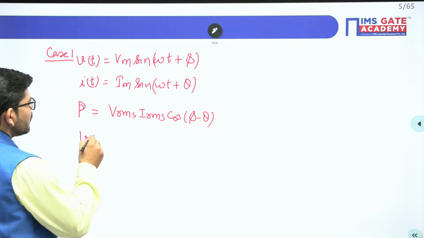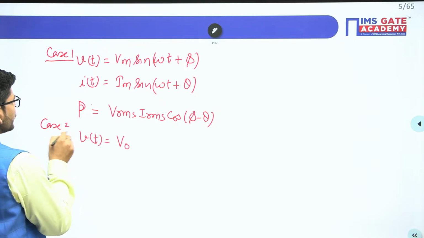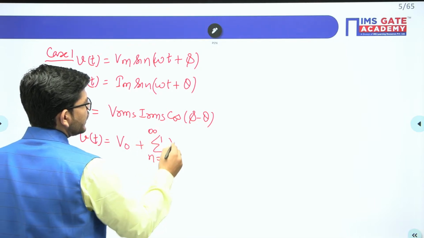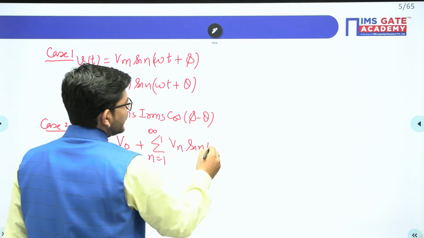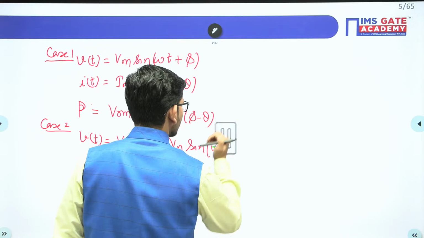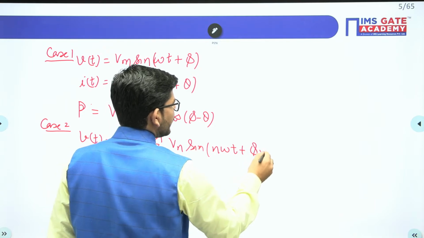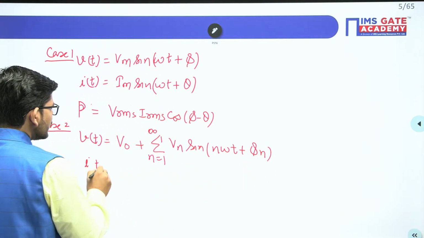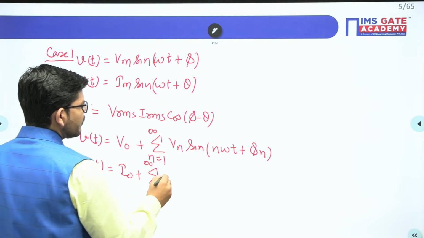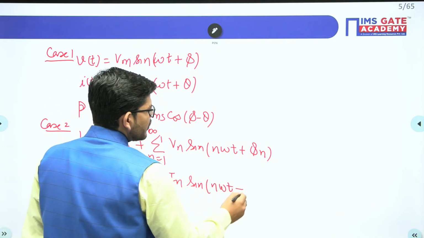But suppose the voltage you have is like this. This is case 2 that I am going to discuss. V naught plus summation n equals 1 to infinity Vn sin n omega t plus phi n, and the current is I naught plus summation n equals 1 to infinity In sin n omega t plus theta n.